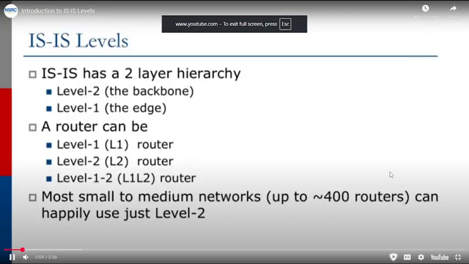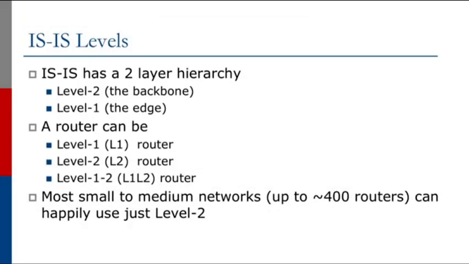ISIS has a two-layer hierarchy. We have level 2, which is the backbone, and we have level 1, which is the edge. A router can exist as a level 1 router, or a level 2 router, or as a level 1-2 router, where it sits in both level 1 and level 2. Most networks today can quite happily use just level 2.